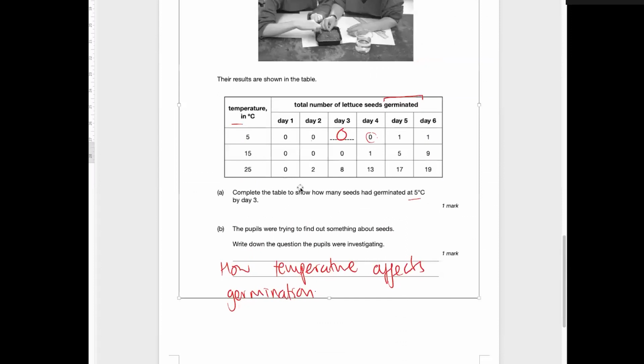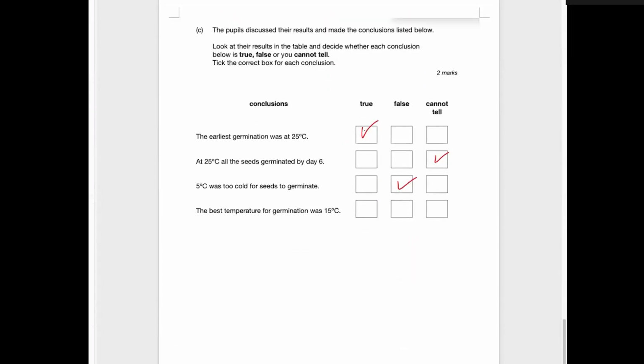And for the last one, the best temperature for germination was 15 degrees Celsius. Well, if we look at 15 degrees Celsius, look at day 3, there's no germination happening, but at 25 there is. Look at day 4, we're only getting 1 germination for 15, but 13 for 25. So that means 15 degrees is actually not the best one. So we're going to say false.